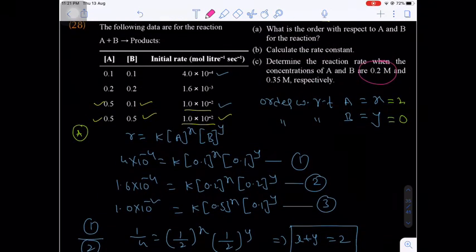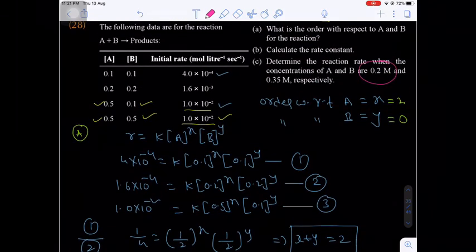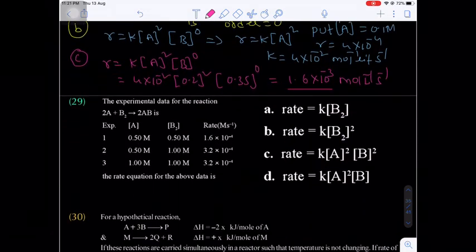In this question there are three questions again: the order with respect to A and B, first, calculate the rate constant, and calculate the rate of the reaction.